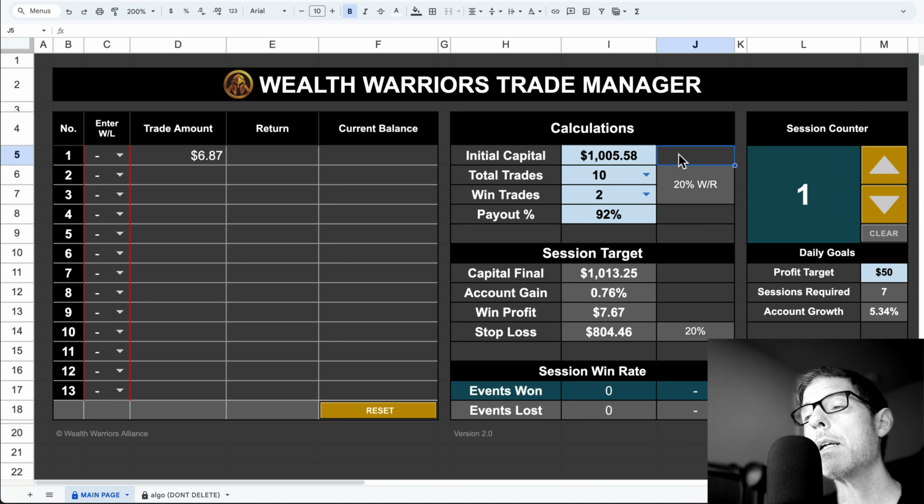Now what starts happening is the compound effect. The higher your initial capital gets, the higher your trade amounts get, the more money you make at the end of the day. So that's what it's all about. We're utilizing that growing capital inside Pocket Option, and we're leveraging that to make more cash, more capital.